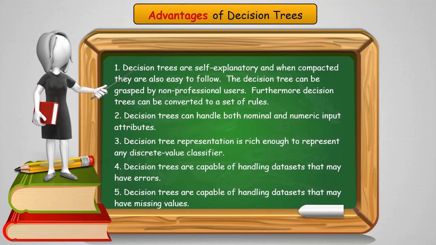There are a lot of advantages to decision trees. The most important one to me is that they are self-explanatory. Even the non-data science professional can read them and understand what the model says and means. They can handle nominal and numeric data. They're rich enough that they can represent any discrete value classifier. They handle data sets with lots of errors, and they handle data sets with lots of missing values. And these are all big pluses, because that's kind of the real world.